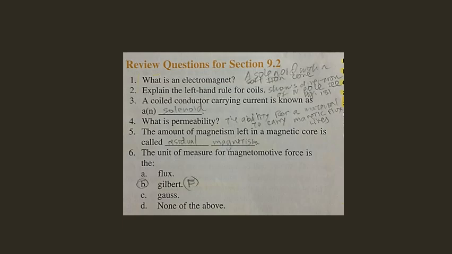Question 4. What is permeability? It is the ability of a material to carry magnetic flux lines. Question 5. The amount of magnetism left in a magnetic core is called residual magnetism. Question 6. The unit of measure for magnetomotive force is, pick a choice: A, flux; B, Gilbert; C, Gauss; or D, none of the above. The right answer is B, Gilbert, also written as capital F.